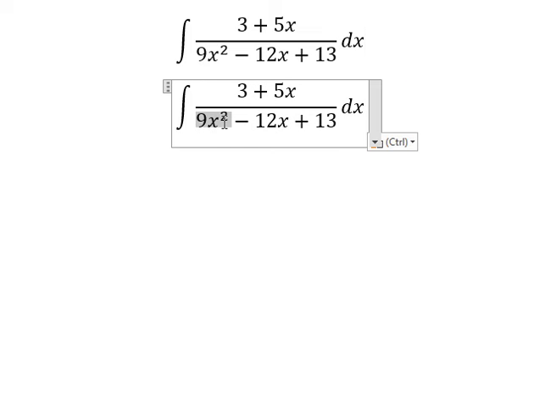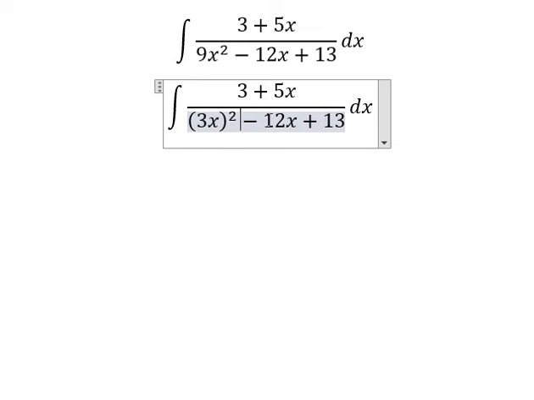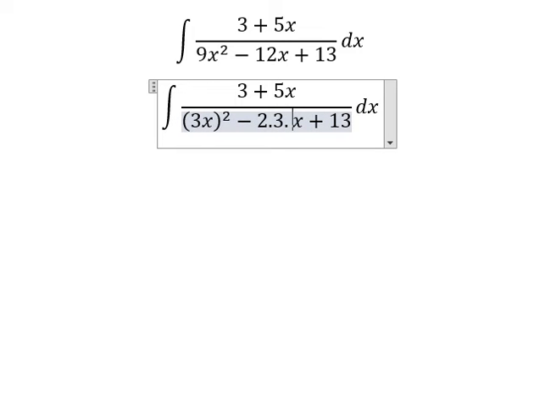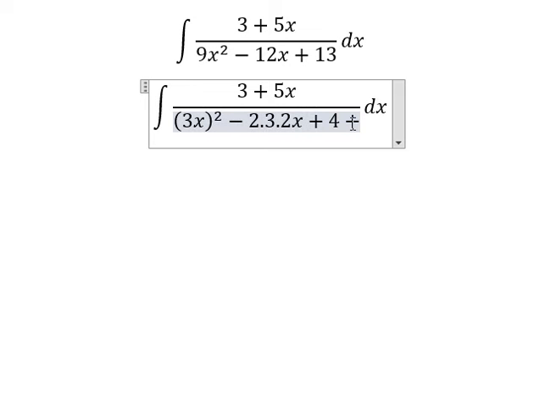This one is about 3x to the power of 2. Number 12 is about 2 multiplied by 3 multiplied by 2. So we have 3x and we have 3x. That means we need to have number 2. So this one should be 4 plus 9.